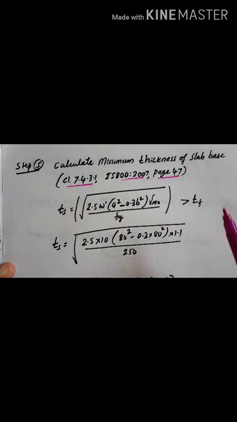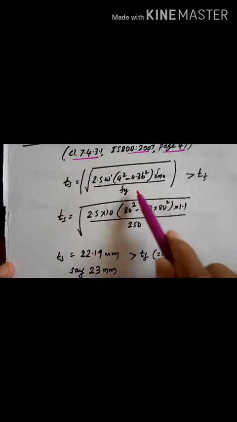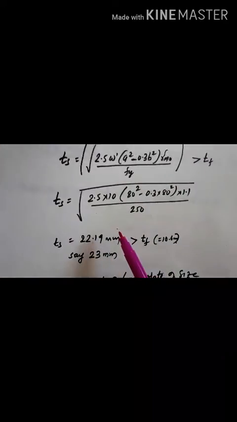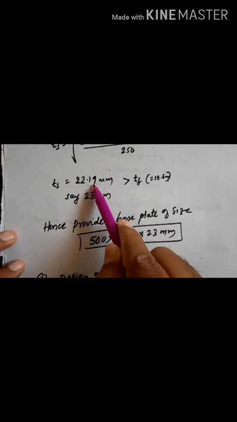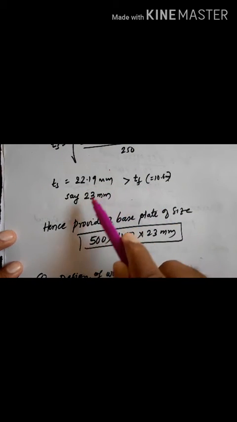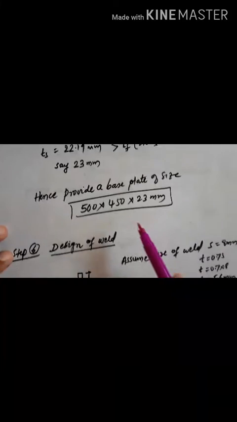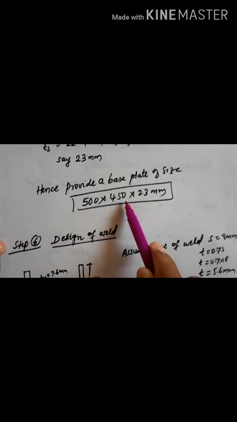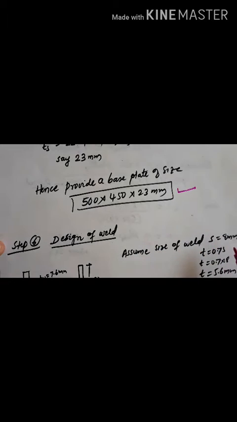It should be greater than the thickness of the flange. If it is coming less than the thickness of the flange, provide the thickness of the flange. Then after substituting all the values here, I am getting 22.19, which is greater than the thickness of the flange. Hence say 23 millimeter. Hence provide a base plate size 500 by 450 by 23. This is the final size.